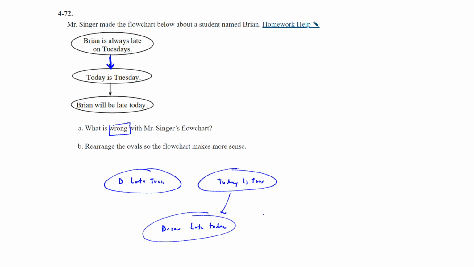And we have arrows going from these two. So once again, Brian's late on Tuesdays, today is Tuesday. Those are on the same level. And then you have the arrows pointing to Brian will be late today.